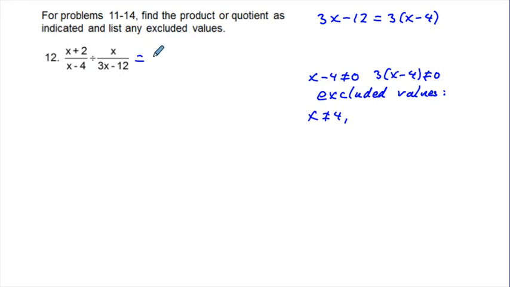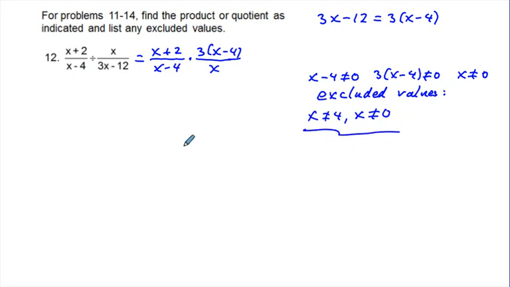But when we rewrite this as a multiplication problem, we're going to take x plus 2 over x minus 4, and dividing by a fraction is the same as multiplying by its reciprocal. So we take this one right here. I'm going to rewrite this 3x minus 12 as 3 times quantity x minus 4, and then this x goes down here. So we also, for excluded values, now have x cannot equal 0. So that's going to be right here to our list. So it looks like we only have two excluded values here. X cannot equal 4, nor can x equal 0.